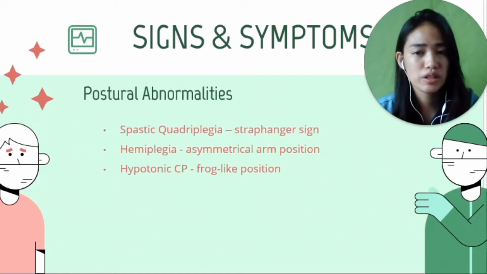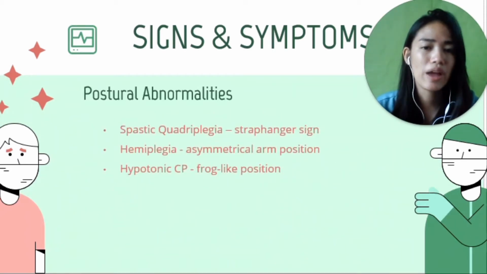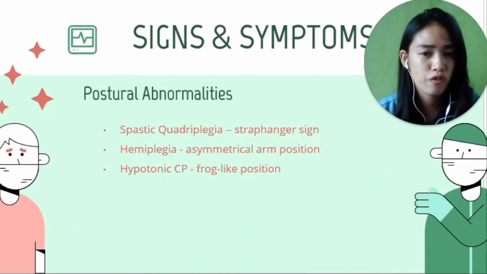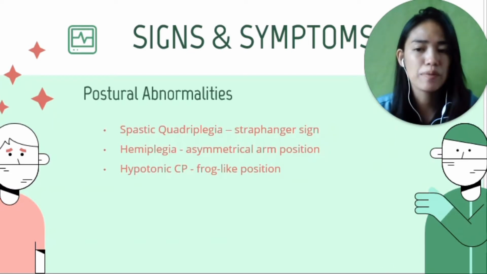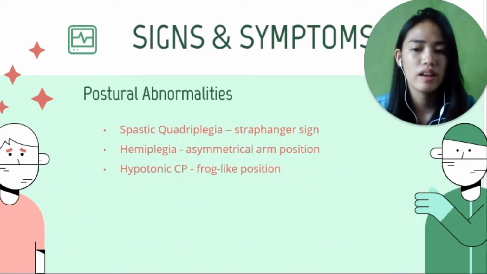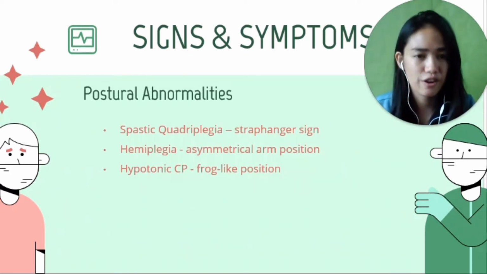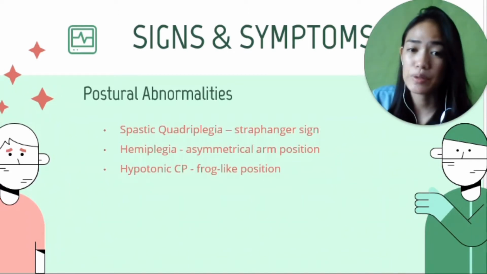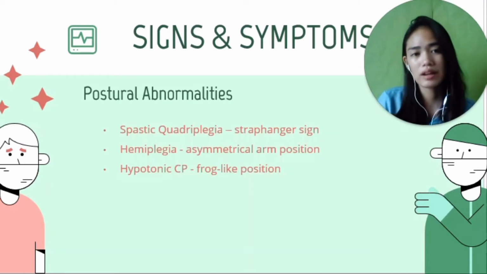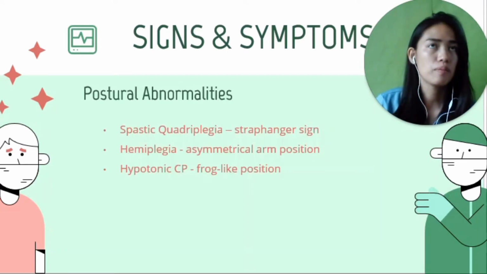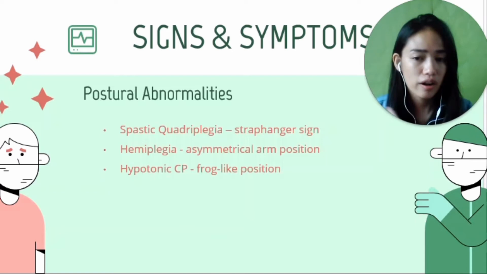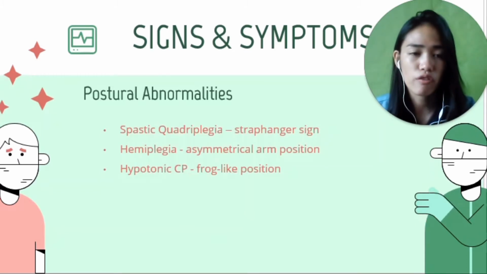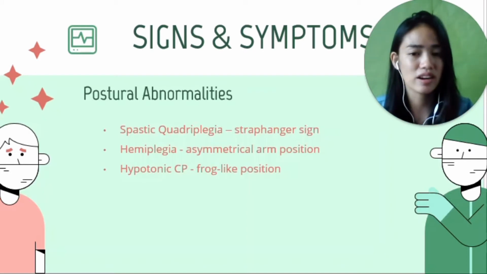So under postural abnormalities, still we have for spastic quadriplegia, we have Strümpell's sign. So this happens when the shoulders are abducted, their elbow is flexed, and their hands are fisted. For hemiplegia, there is an asymmetrical arm position. And for hypotonic cerebral palsy, they usually exhibit a frog-like position. So basically, it means that their arms are adducted, their forearms are pronated, and their hands are also fisted.